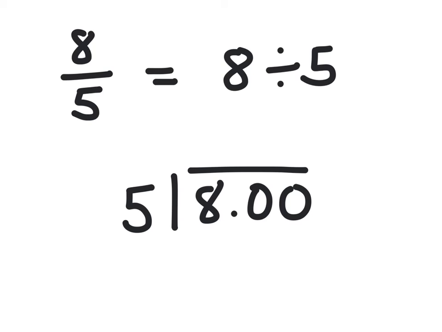5 goes into 8 once with a remainder of 3. And we can put our 3 over there to remind us that that's what we have to do next. At this point, our decimal point moves up, so it's in the same place in the answer. And we can divide 5 into 30. That does go exactly, it goes 6 times. Because it goes exactly, we've finished with that problem, and our answer is 1.6.